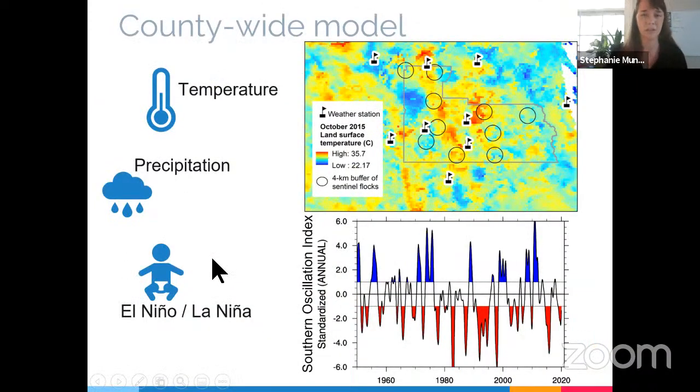So for fitting the county-wide model, first I extracted temperature data and precipitation data from weather stations that were found in and around Orange County. So rather than just focusing on these weather stations inside the county that would be heavily influenced by the urban heat island effect, I pulled from stations that were around the county as well to kind of balance that out. I also downloaded data on the Southern Oscillation Index representing El Nino or La Nina years. That was another explanatory variable I considered at this scale.